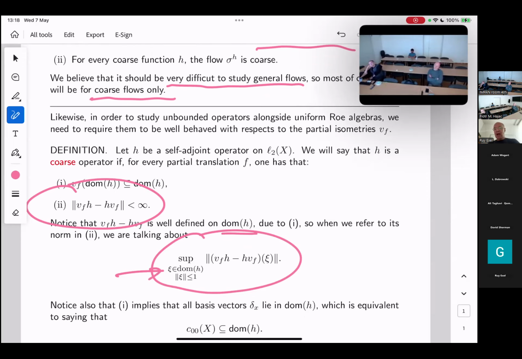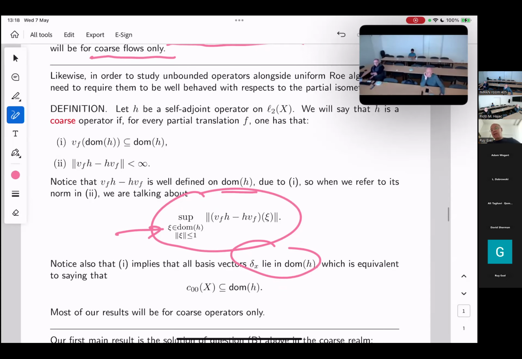Another observation that's crucial is that 1 implies that every basis vector lies in the domain of H. And this is equivalent to saying that C_00, the set of all sequences indexed on X with finitely many non-zero coefficients, is always in the domain of H. It's a little bit of a computation, but 1 implies that. And again, our results will be for coarse operators most of the time.